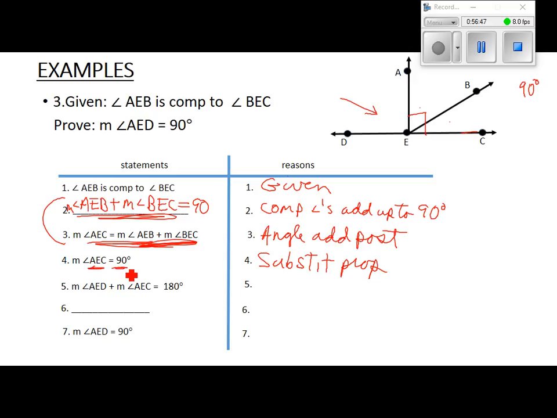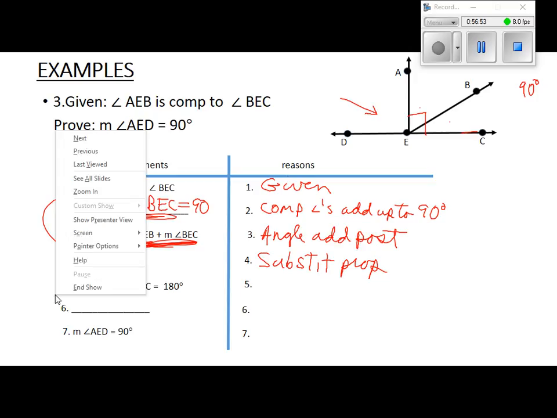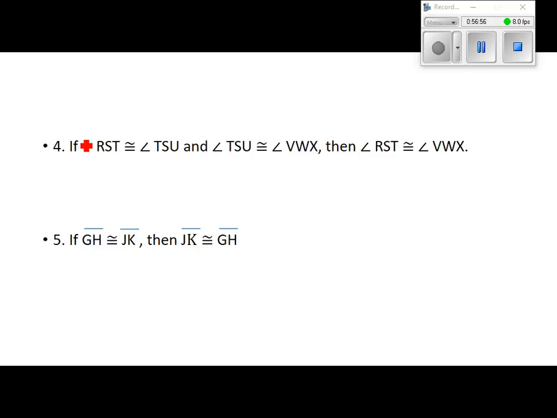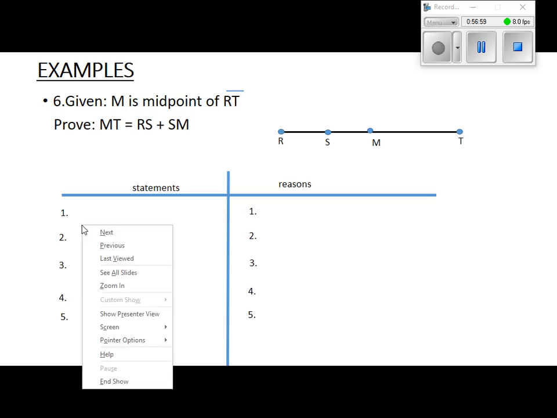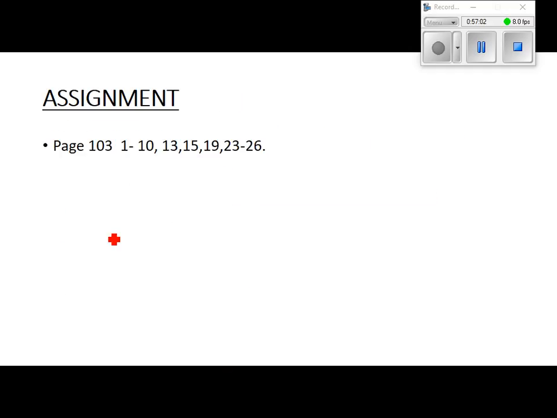On number 5, would you put supplementary angles equal 180? Yep, you could write that. Or you could write a straight angle is 180. That's your assignment, page 103. Try, don't just give up because you don't like these 2-column proofs. If you do that, it's not going to help anybody, except for Jacob, because that'll make him look smarter than all of you.